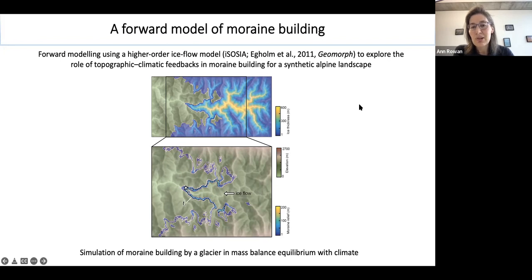So this is using the ISOTIA higher order ice flow model developed by David Egholm. And what's novel about this application of the model is it includes the re-entrainment of sediment. So the glacier erodes its bed by abrasion, produces sediment that is then transported and deposited at the ice margins. What also happens is that the glacier can re-entrain that sediment by regelation if it flows over the moraine. So effectively, as well as building moraines, it can also erode and retransport sediment that has previously been deposited. And that's important for understanding moraine sequences.